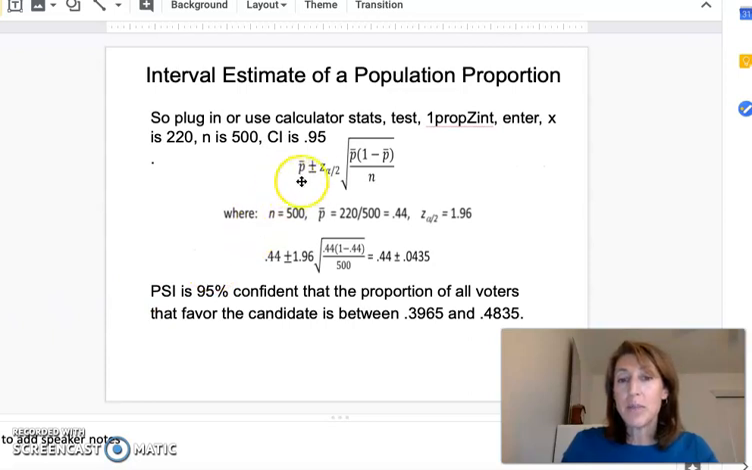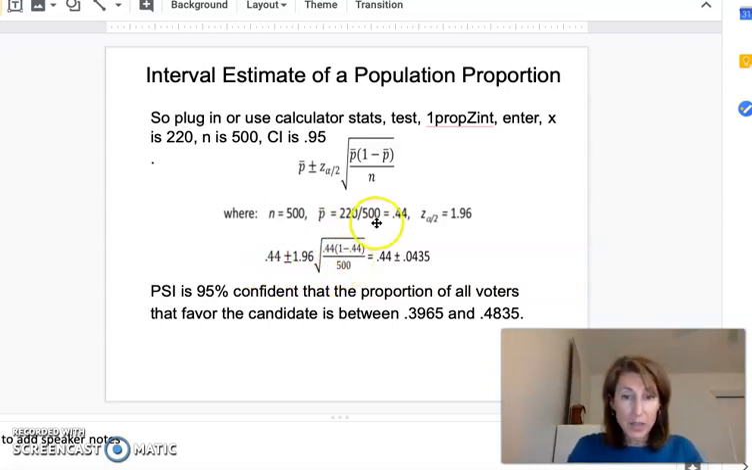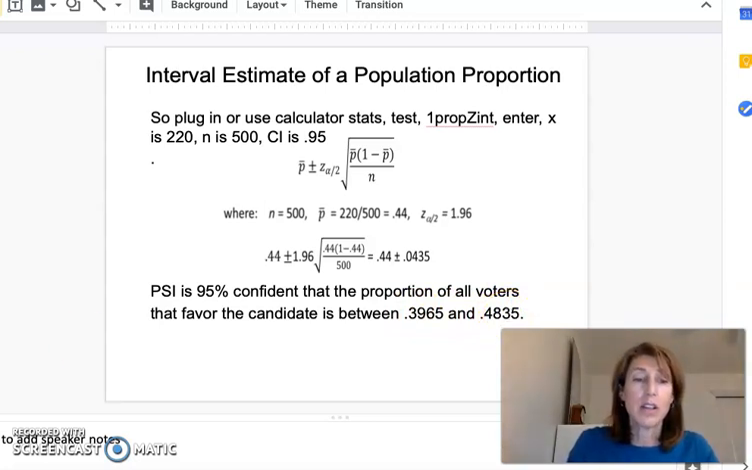We go ahead and do p-bar plus or minus our z-score. If it's 95%, we still use 1.96, right? What's our p-bar? It's going to be 220 divided by 500, which was from our problem. So 0.44 plus or minus 1.96 times the square root of p times 1 minus p over n. Boom! We have our confidence interval, 0.3965 and 0.4835. Our calculator can do this as well. You would go to the calculator and do the interval test for proportion. I can work through that with you. If you need to email me about that, please do.